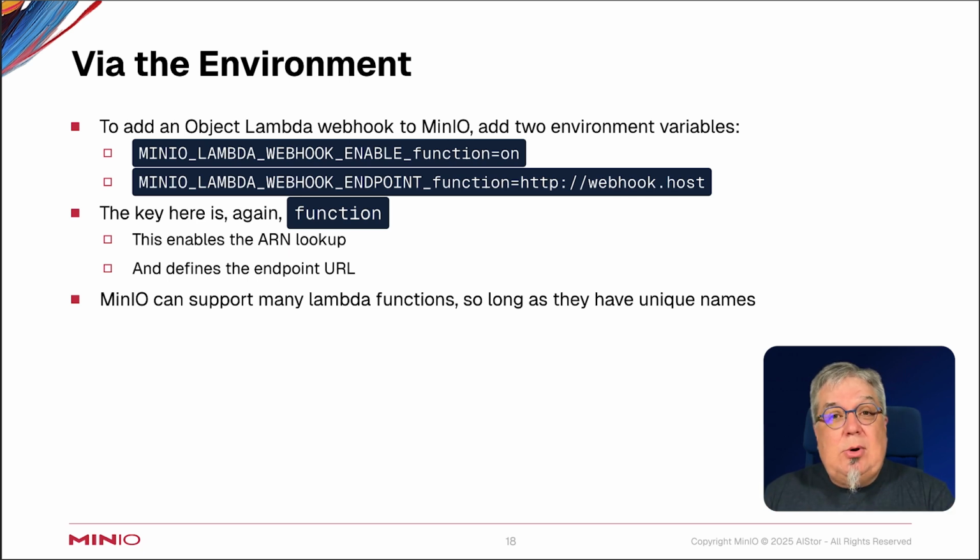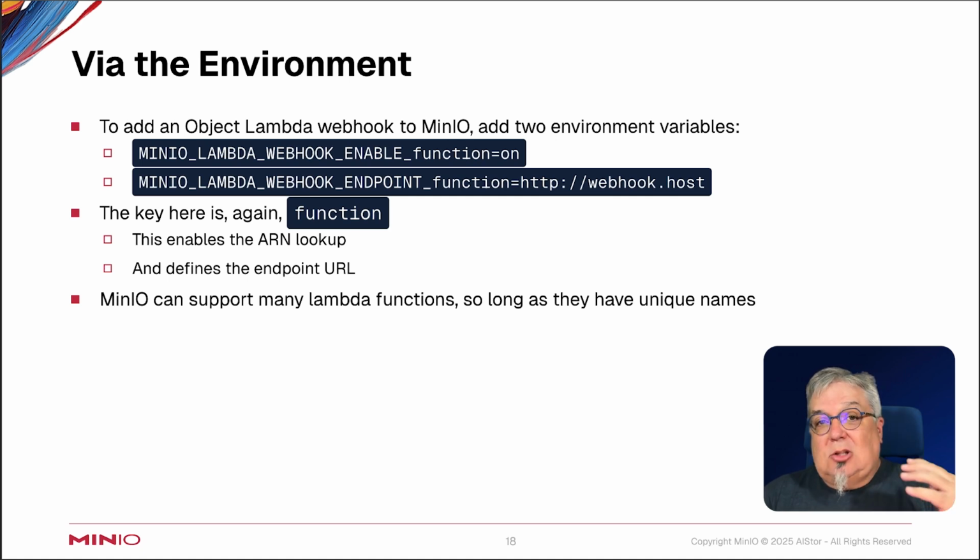So my two environment variables are going to be MINIO_LAMBDA_WEBHOOK_ENABLE_function set to on to make sure that it's running, and then MINIO_LAMBDA_WEBHOOK_ENDPOINT_function, and then the URL of the endpoint. Now, you're probably going to want to use things like HTTPS and some other stuff like that, but just a very simple example here. The key here again is function. This enables the ARN lookup and defines the endpoint URL. Okay, so you want to make sure you've enabled it. You want to make sure that the endpoint is there as well.